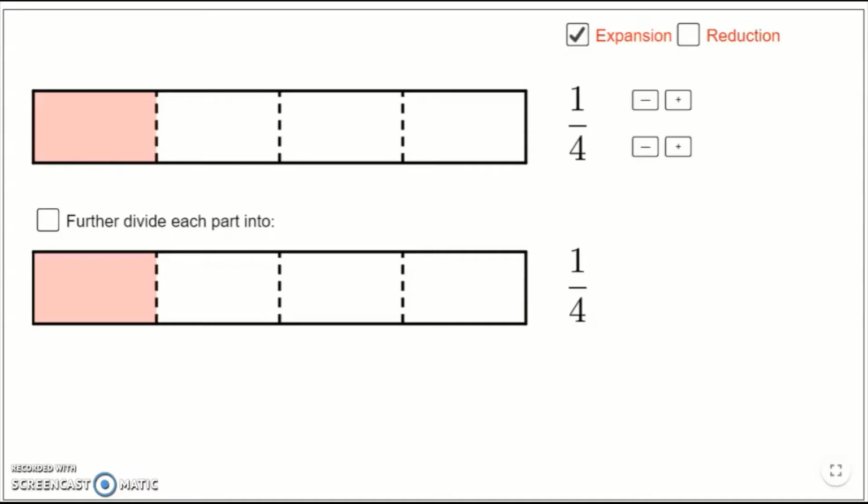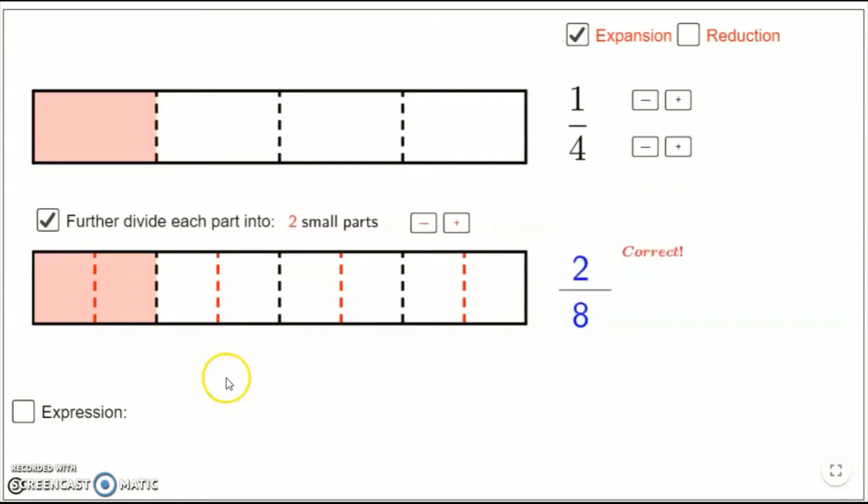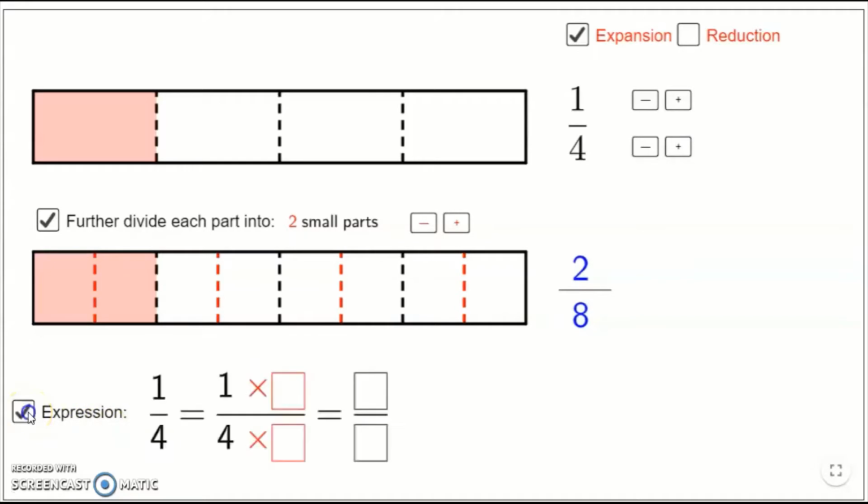And we get different ways of writing the same number. So here I have 1/4. And what I'm going to do is divide each part into 2 small parts. So here I have, instead of 4 parts, 1, 2, 3, 4, 5, 6, 7, 8 parts on the bottom. So that will be 8. And on the top I have 1, 2, so that will be 2 8ths. And we can see how we get from one to the other.